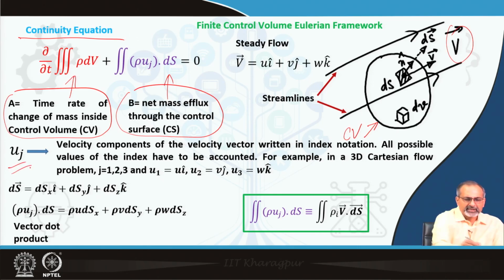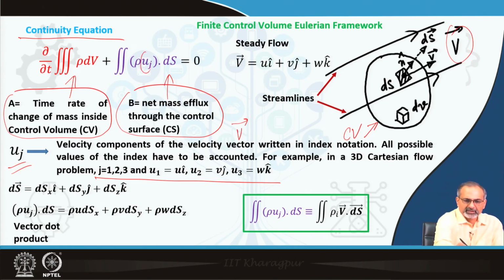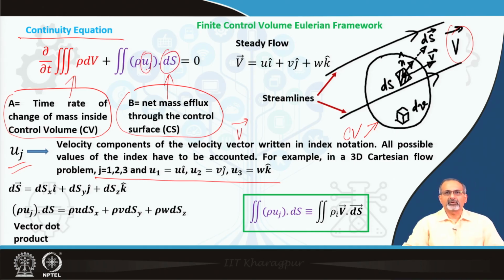When we use the index notation, the velocity components of the velocity vector v are written in an index form, and all possible values of the index have to be accounted for. This is something that we have discussed in week 2. You may recall the variation of the j index to form the different components of the velocity, and that is what figures over here, dotted with the respective components of the surface vector as well.